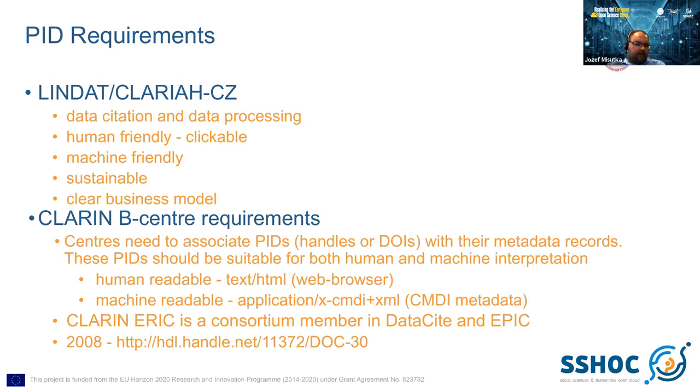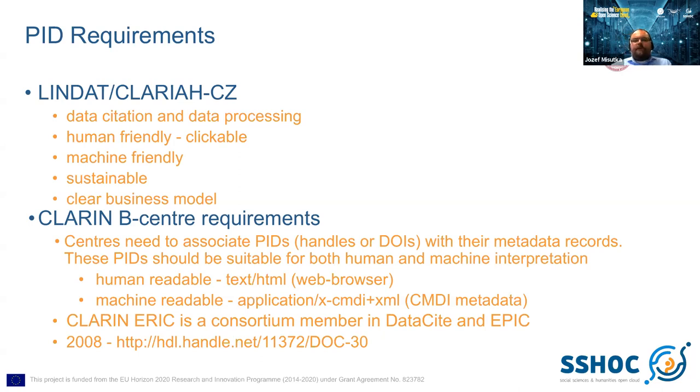It has to be sustainable with a clear business model. This is a more complex requirement, but simply speaking, the cost should be predictable and we should have some authority over the minted PIDs themselves. Then there are requirements for the CLARIN B center. And here the important point is that only two PID systems meet the requirements, the handles and the DOIs. And I would also like to mention that CLARIN ERIC is a consortium member of both the DEPIC and the DataCite.